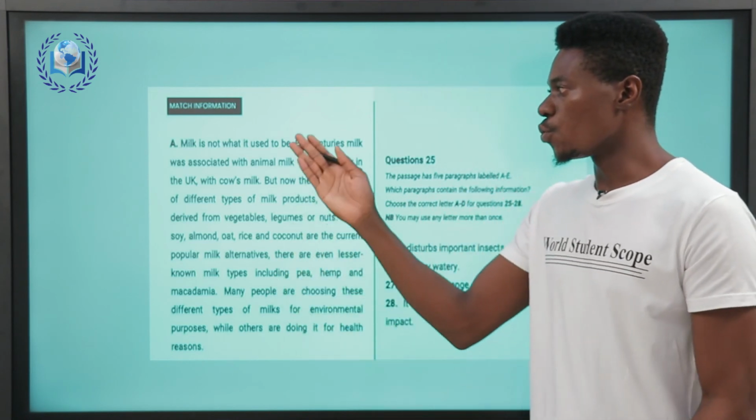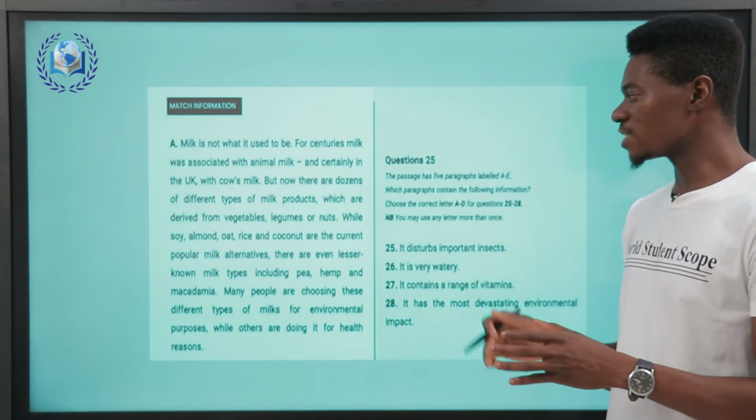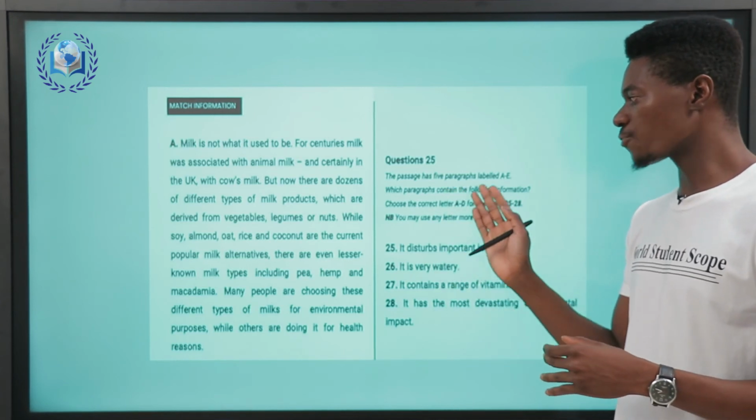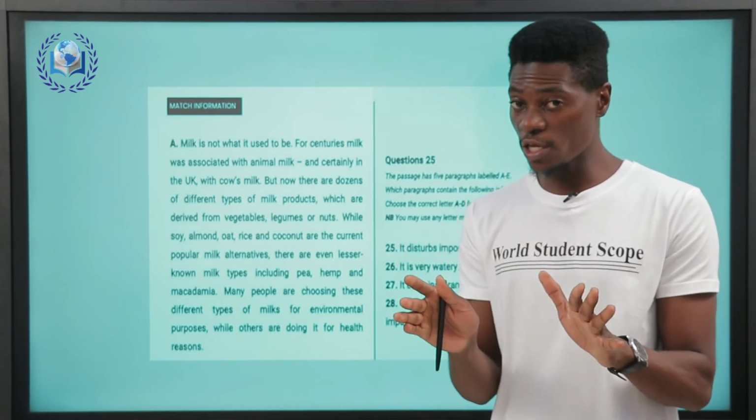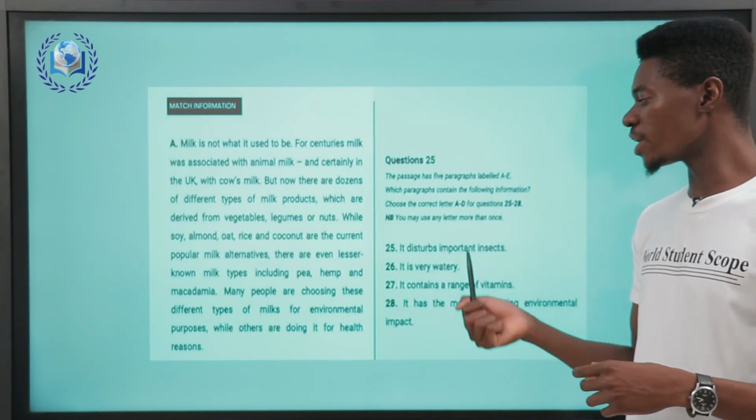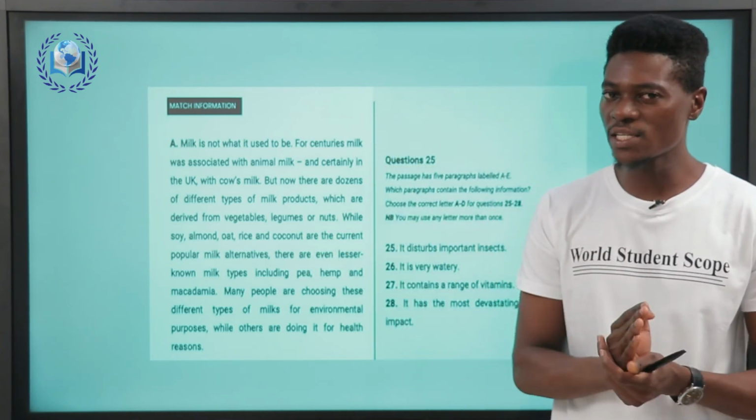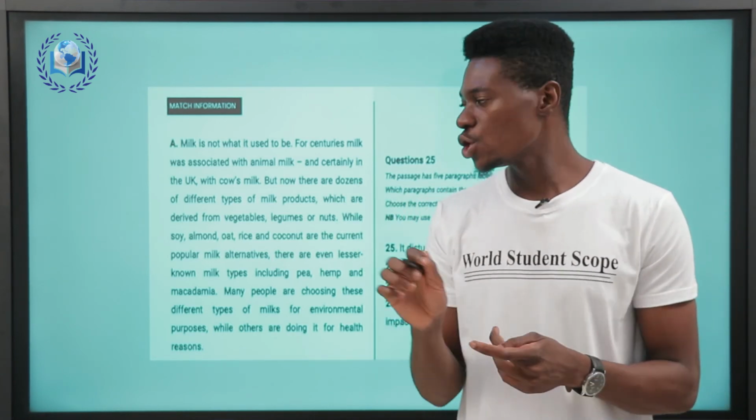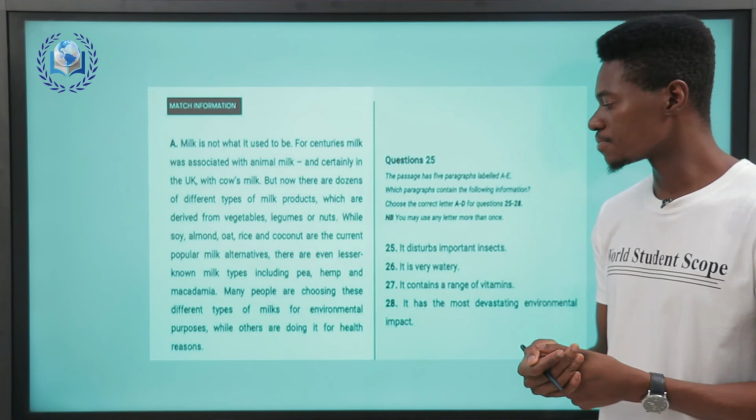For example, we have this passage and we have this type of question. Let's read it out. The passage has 5 paragraphs labeled A to E. Which paragraph contains the following information? Either A, B, C, D, or E. Then, NB, nota bene: you may use any letter more than once. So you have a choice of using any letter more than once. First you find who has said that information, and after that you will answer your question. And you can choose your letter more than once.